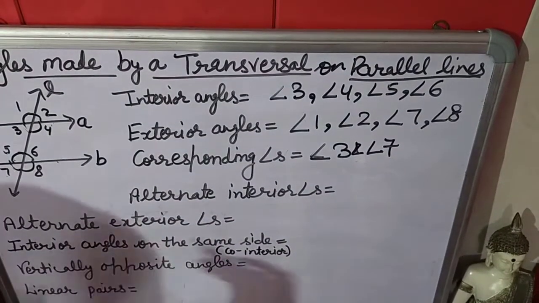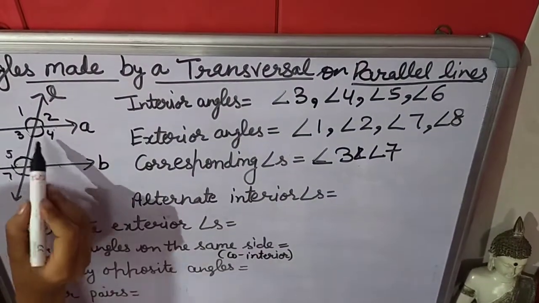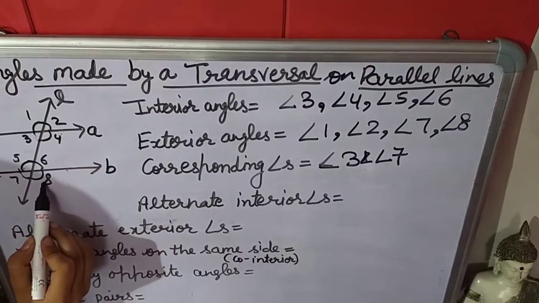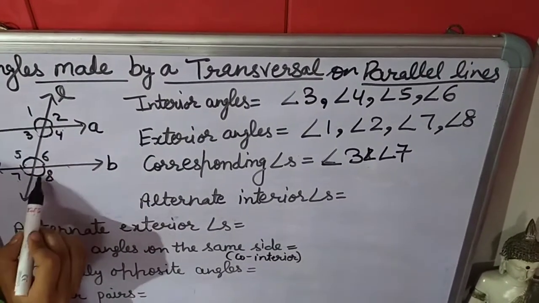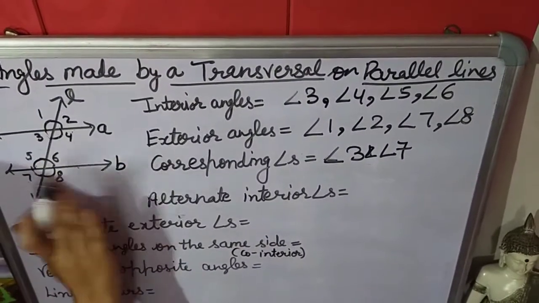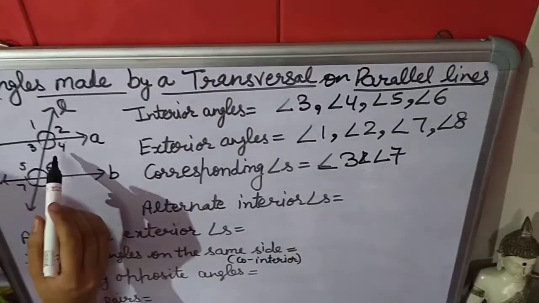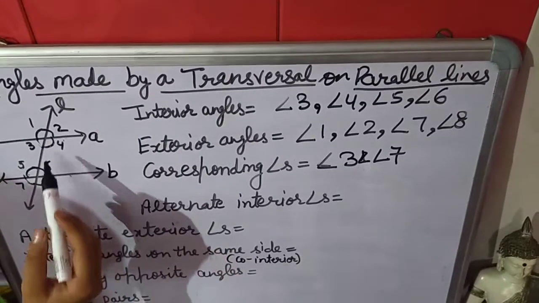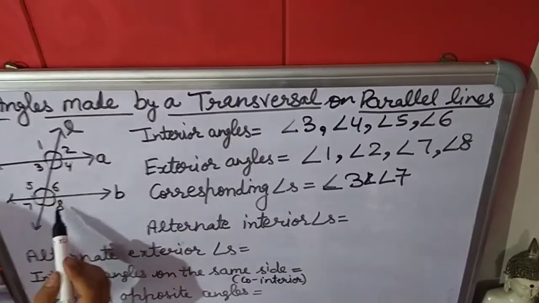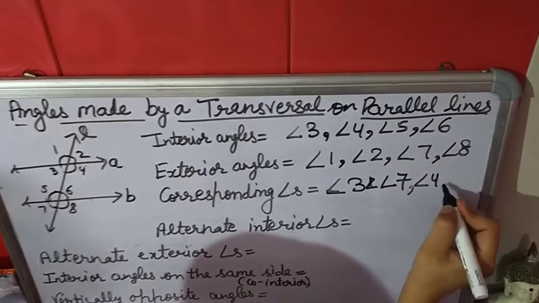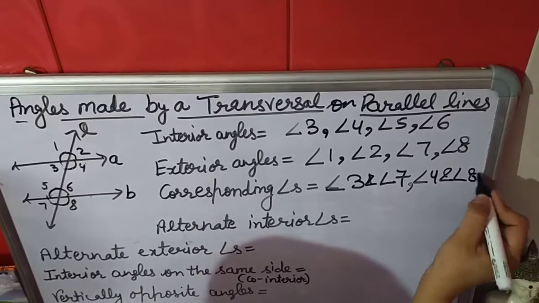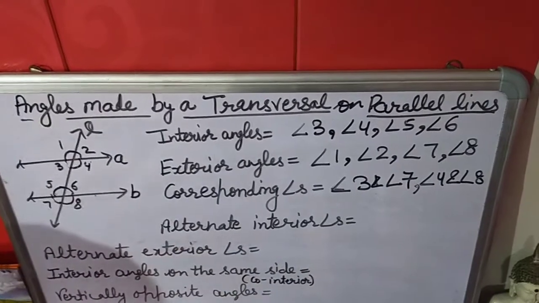Now, there is another pair of corresponding angles: angle 4 and angle 8. Both are corresponding angles because one is interior and one is exterior, and both are on the same side of the transversal line. If they are corresponding angles, then their values should be equal. Angle 4 is equal to angle 8.